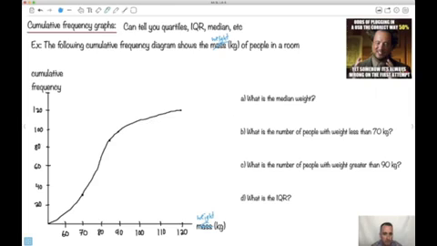So the questions would be: what's the median weight? What's the number of people who weigh less than 70? How many people weigh greater than 90? And what's the interquartile range? That seems really hard from this. You might think, oh God, I need a calculator for this.